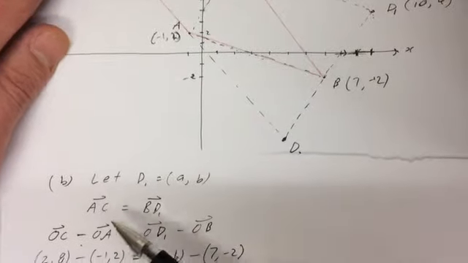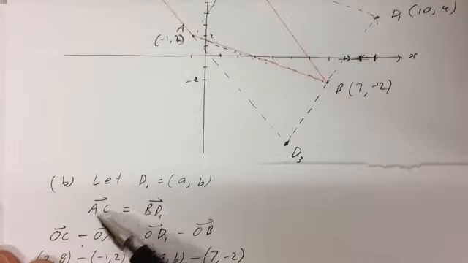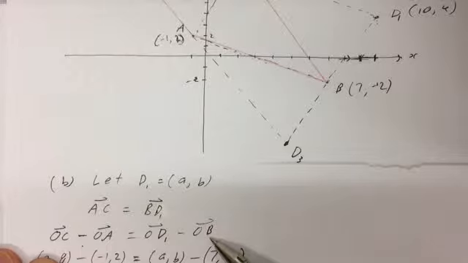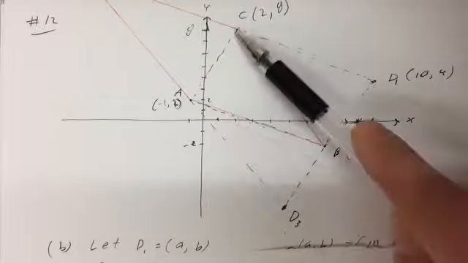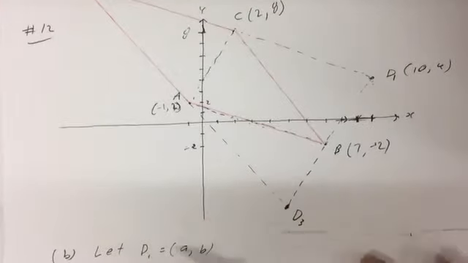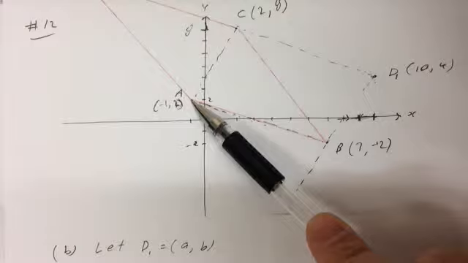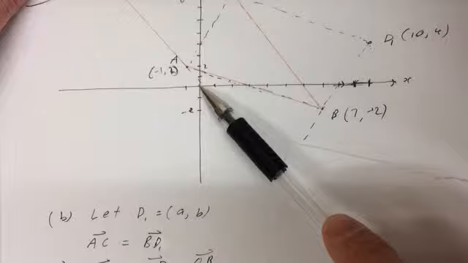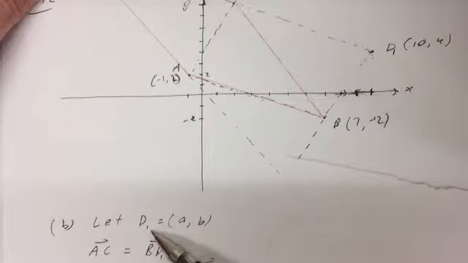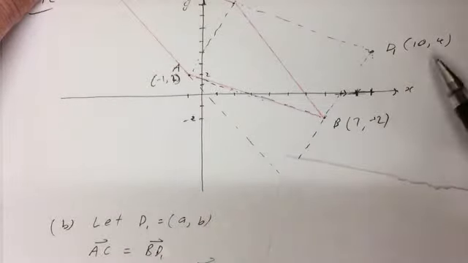AC, if you remember from before, the point-to-point vector, is going to be OC minus OA. BD1 is OD1 minus OB. That's the way we write these point-to-point vectors. OC is 2, 8, so from the origin to point C is 2, 8. From the origin to point A is negative 1, 2. From the origin to point D1, well, we're going to soon find out that it's 10, 4.